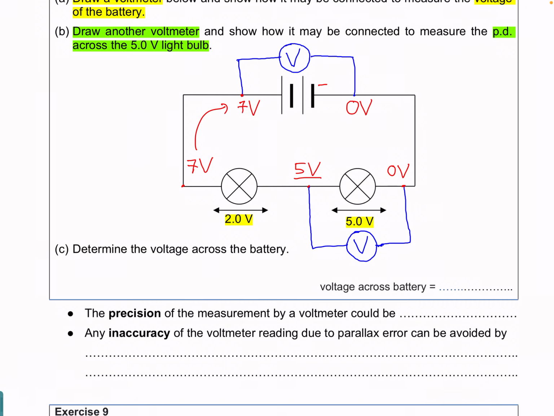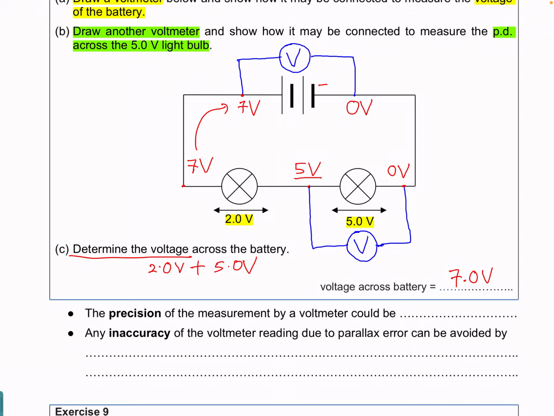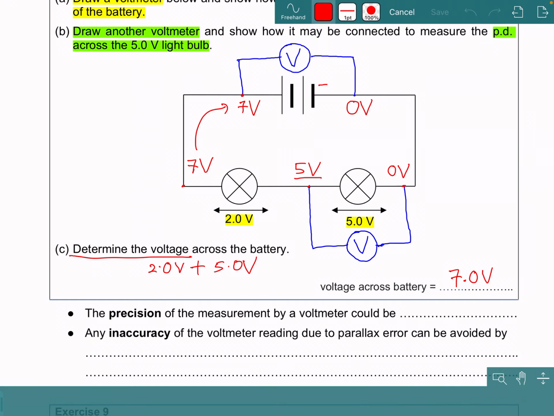Now we can easily see that the voltage across the battery is actually the sum of the potential differences of the two lamps which are in series. Hence the voltage across our battery is 2 plus 5, which is 7 volts, as shown by our analysis in the circuit as well. The positive terminal is at 7 volts, the negative terminal is 0 volts, so the potential difference across the battery is 7 volts.